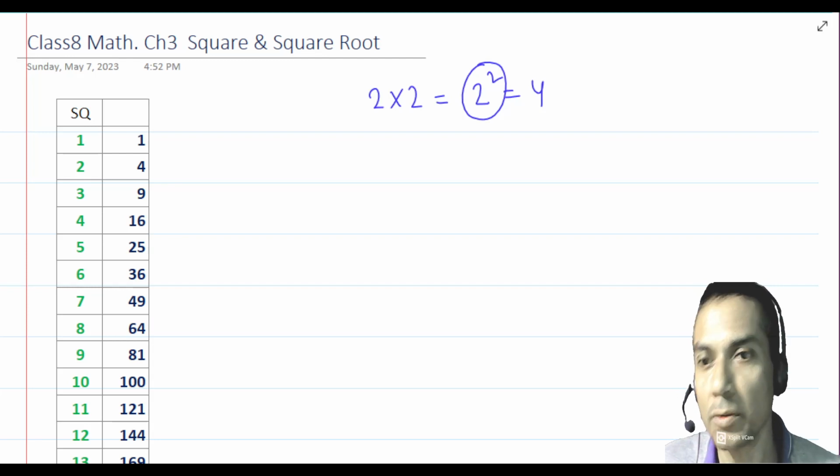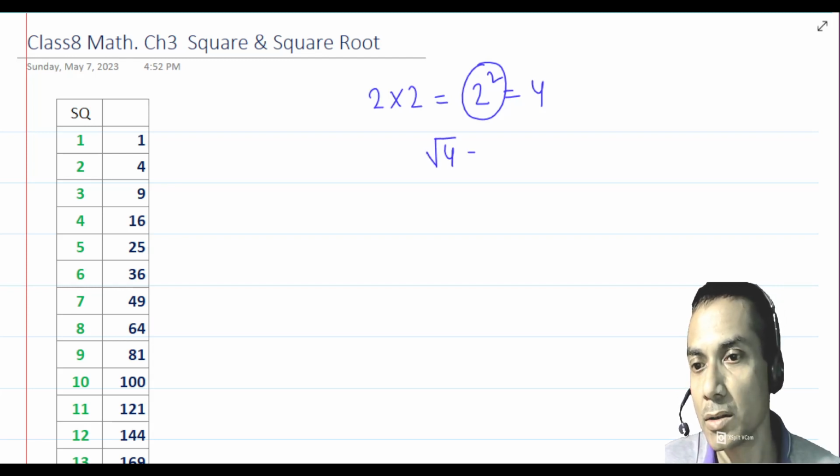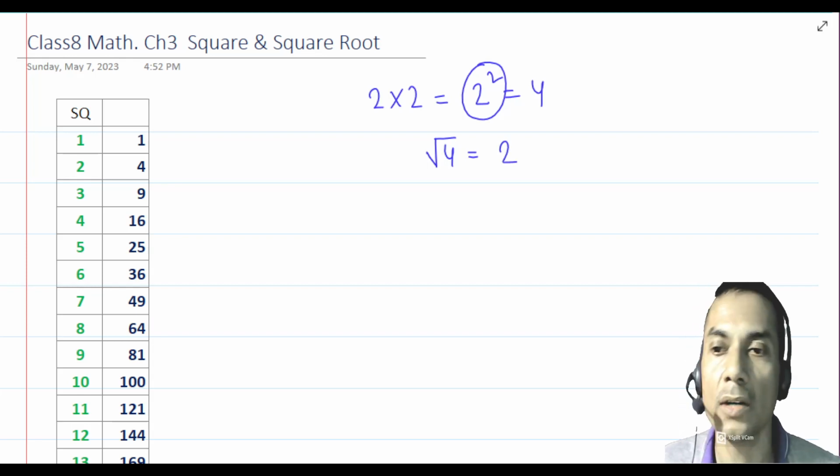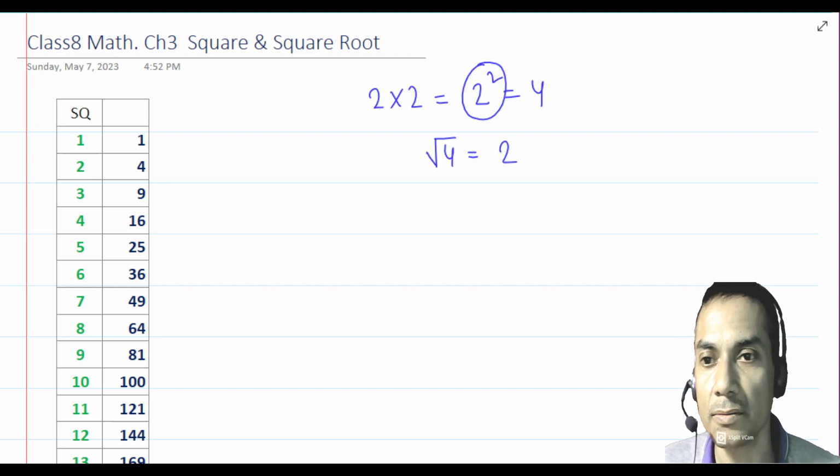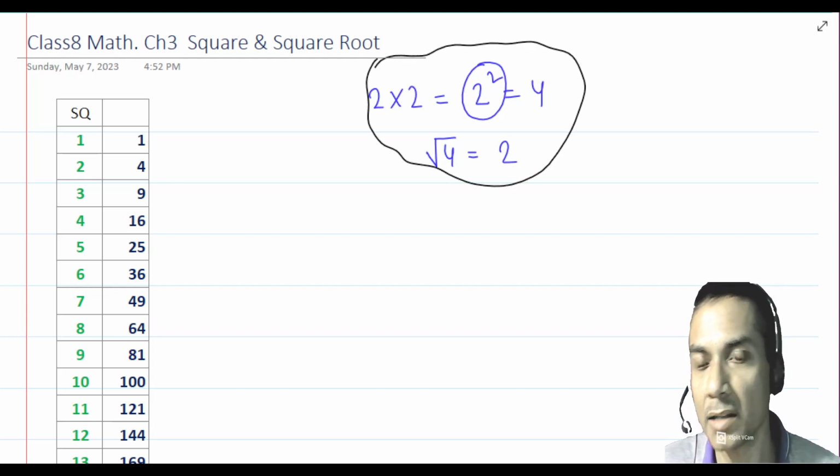And what is square root? This is the symbol of square root. So square root of 4 is equivalent to 2. Clear? So this is the notation of square and square root.